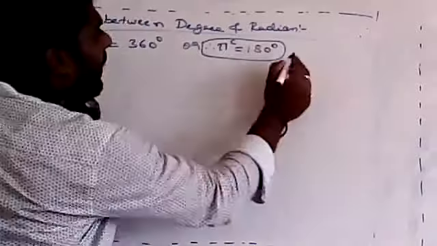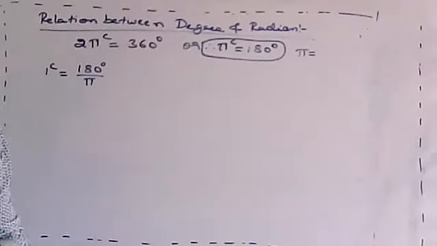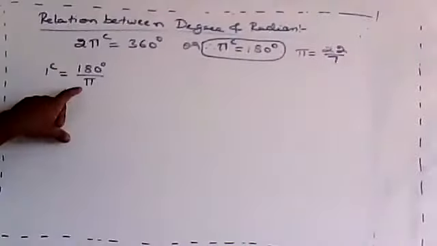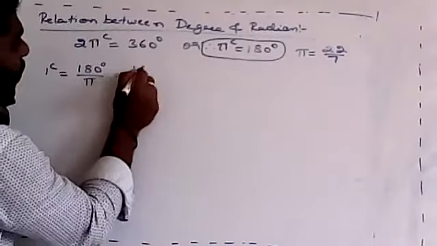So the pi value we know. What is the pi value? Good, 22 by 7. So I'll solve this. Listen carefully: 180 degree divided by 22 by 7. I'll take 7 to the numerator, so 180 degree into 7 by 22, just multiply that.